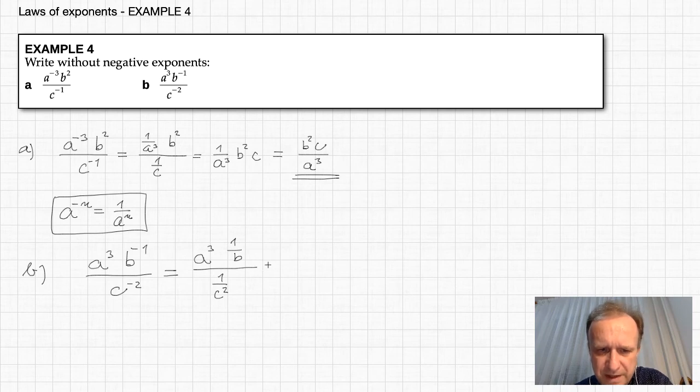Now we can divide this by this using the method shown before. You just multiply the numerator, a to the power of 3 times 1 over b, by the reciprocal of the denominator, and since the denominator is 1 over c squared, its reciprocal has to be c squared. You just multiply by c squared, and what you end up with here is a to the power of 3 times c to the power of 2 divided by b, and that's it.